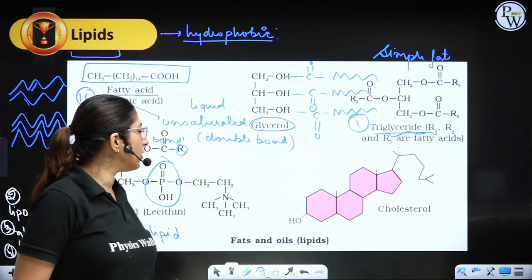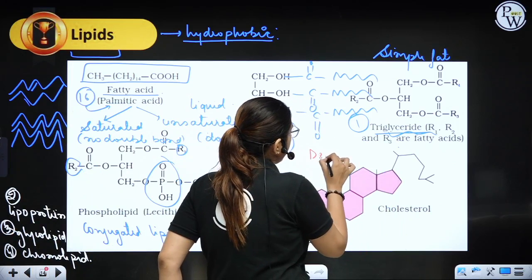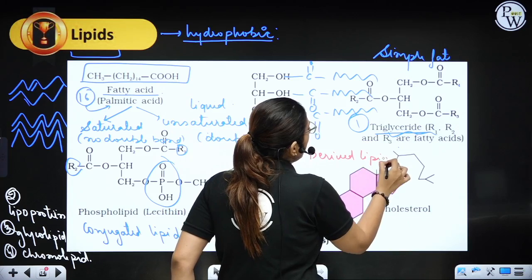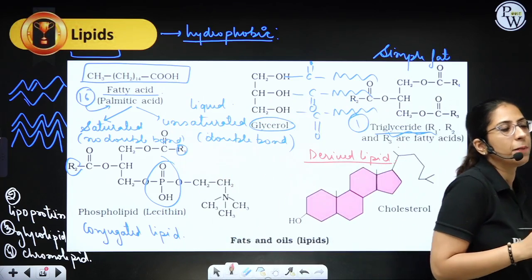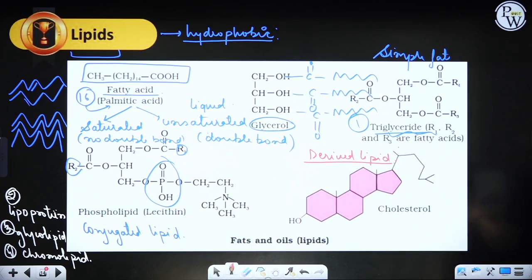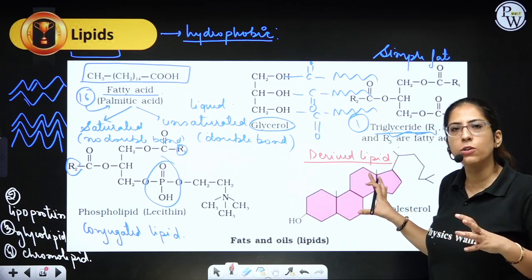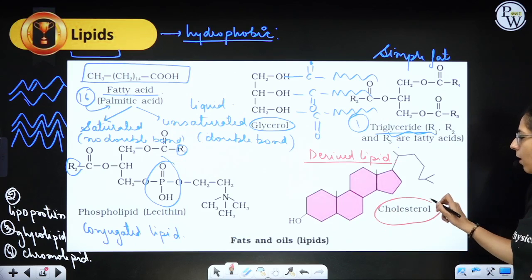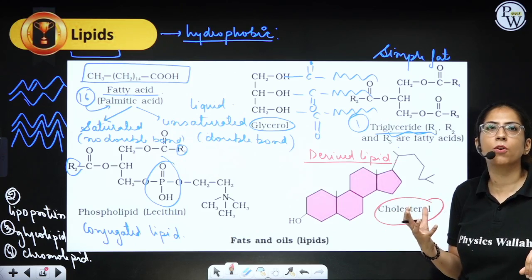Now let's talk about the derived lipid. The next one we have is the derived lipid. Derived lipids do not have glycerol and the fatty acid chain. Then what do these derived lipids have? Their properties are basically the same. For example, the hydrophobic nature they also have, but they do not have a fatty acyl chain. In this case, we have the example of sterols, the cholesterols. You all know fat is stored in the form of cholesterol.